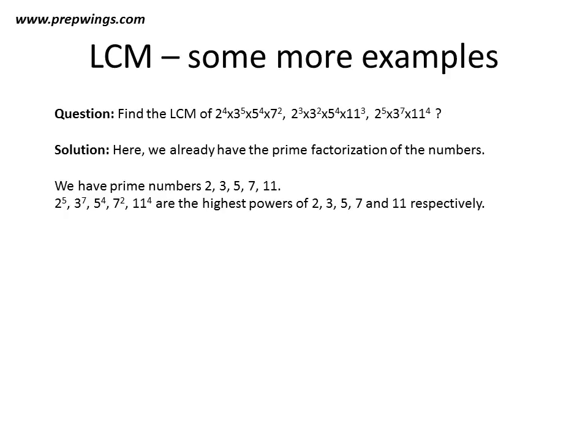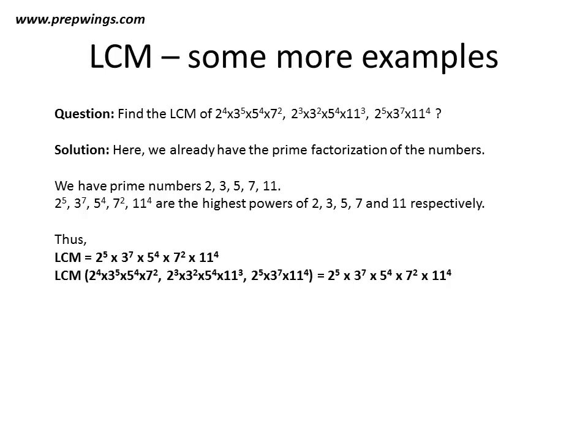Okay. So we have the prime numbers 2, 3, 5, 7 and 11 that we have to deal with here. So 2 has the highest power of 5 in these three numbers. Similarly 3 has a highest power of 7, 5 has a highest power of 4, 7 has a highest power of 2 and 11 has a highest power of 4. Okay, so these are the highest powers of 2, 3, 5, 7 and 11. So LCM is nothing but we multiply all these numbers. So LCM of these three numbers is equal to 2 raised to power 5 into 3 raised to power 7 into 5 raised to power 4 into 7 raised to power 2 into 11 raised to power 4.